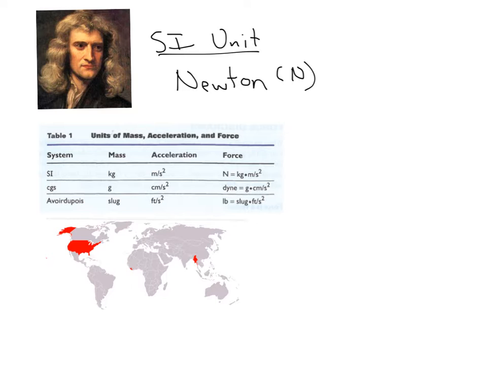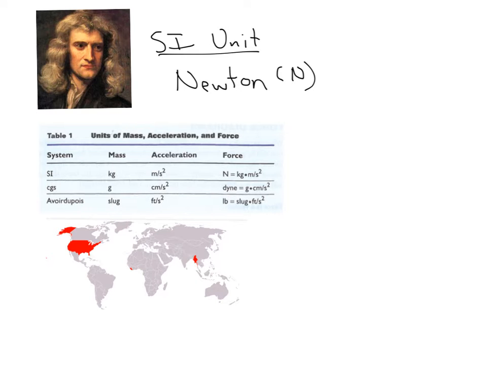Here's the map of the world, right? The only 3 countries that use the pound: America here, a country in Africa called Liberia, and Burma, which is in Asia. Everyone else in the world uses the metric system. So take that for what it's worth. But we're in America, so we do deal with pounds.